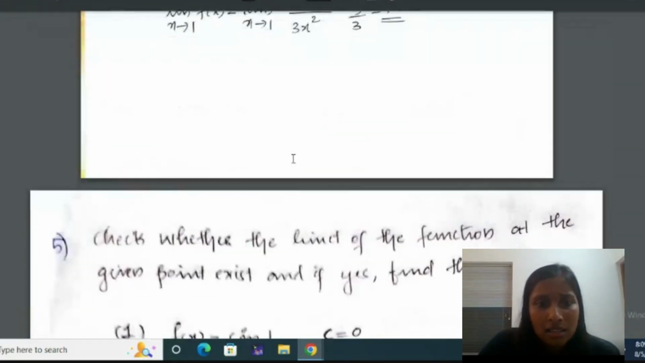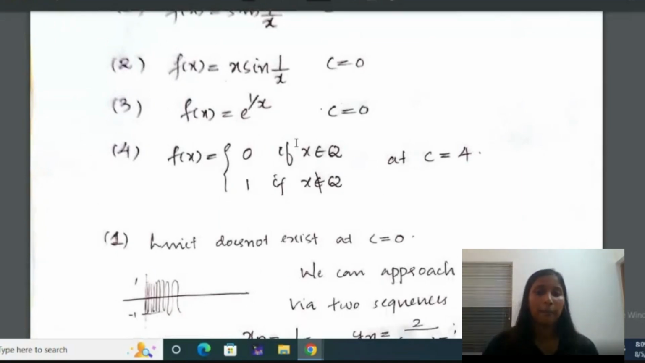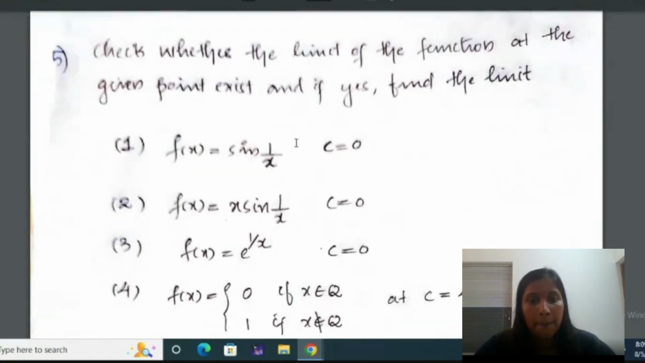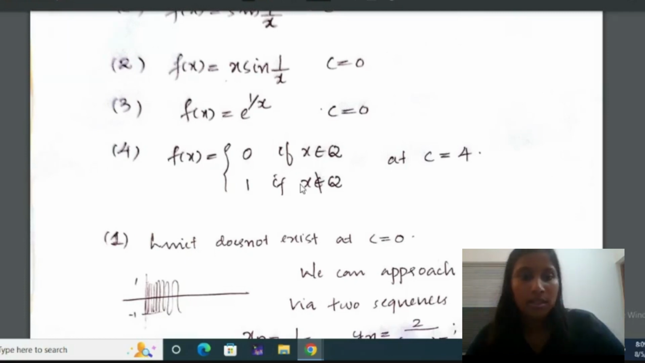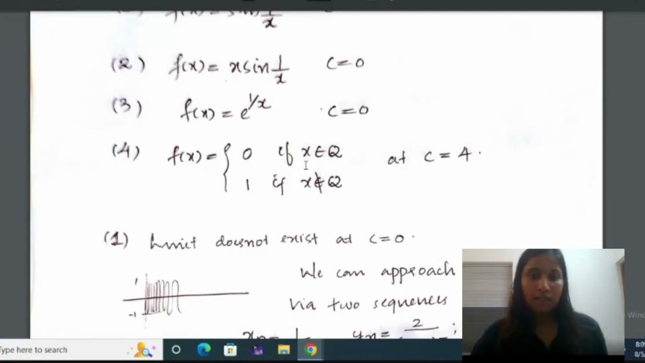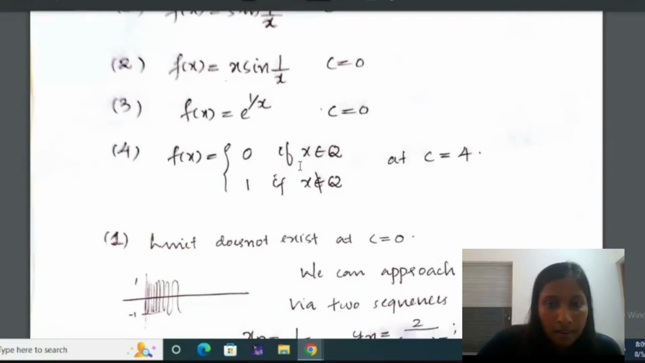And the last question. Q is the set of all rational numbers. F of x equal to 0 if x belongs to Q, and 1 if x doesn't belong to Q. Does not exist. Okay, does not exist. And the answer was explained using which theory? Can you explain how you got that?